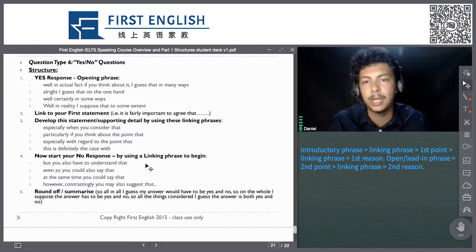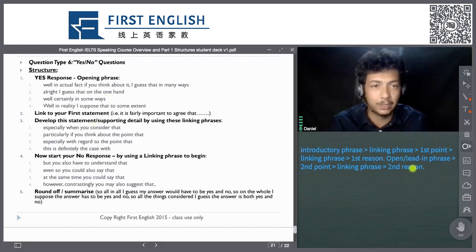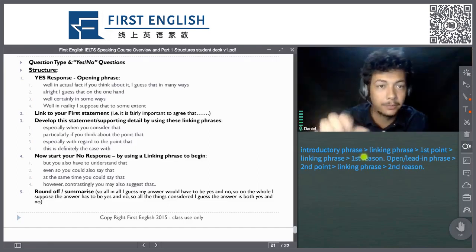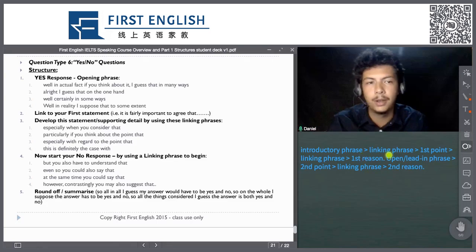Then we're going to develop this statement with supporting details. It's a little bit more in depth than our basic formula here, but it's essentially the same scenario, right? Our introductory phrase describing our first position with our yes response, our linking phrase into our first point that's going to develop that position, right? Our linking phrase into our first reason, solidifying that first perspective or that first position with the yes response.